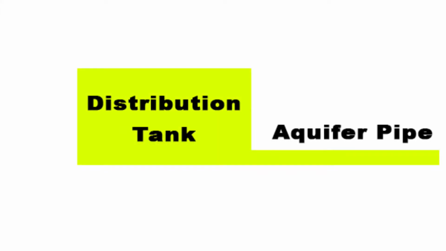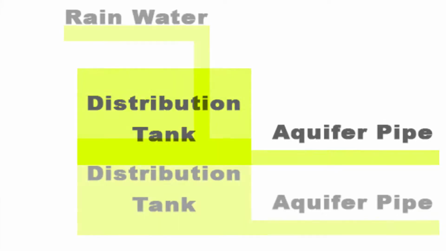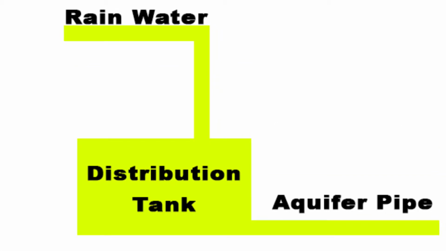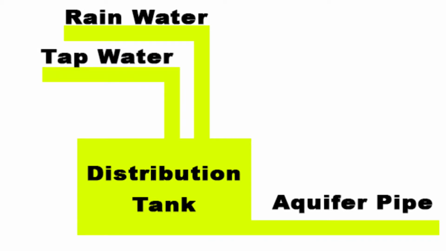Well, what we're going to suggest is that you combine those two with what's called an aquifer pipe. The aquifer pipe has a front end, which is a distribution tank, so the rainwater will flow into the distribution tank and flow into the aquifer pipe, or when there's no more rainwater, then potable water will flow into the distribution tank and then flow into the aquifer pipe.